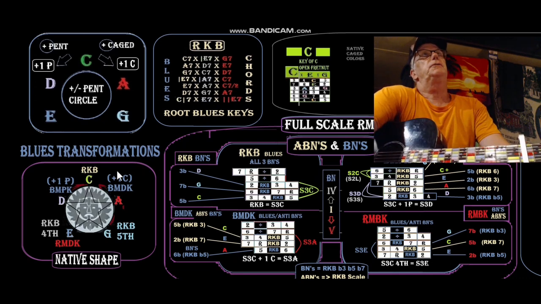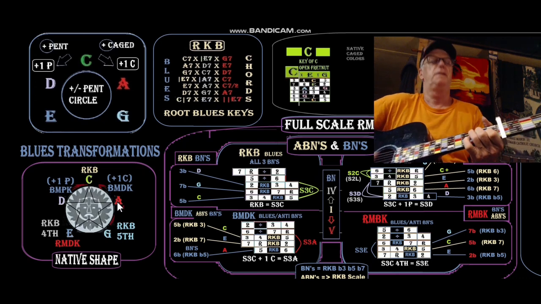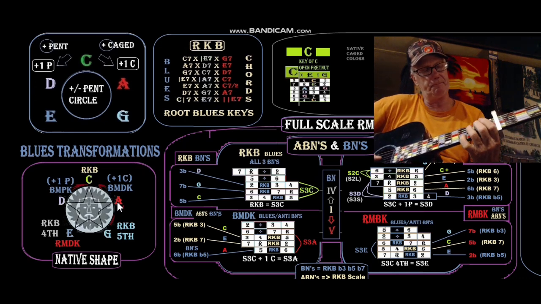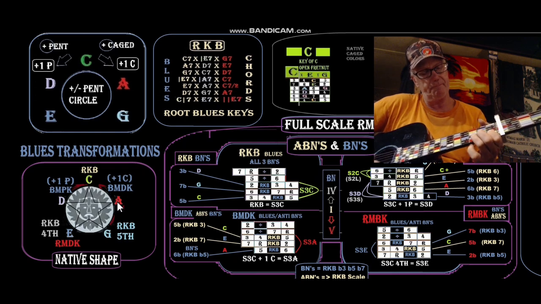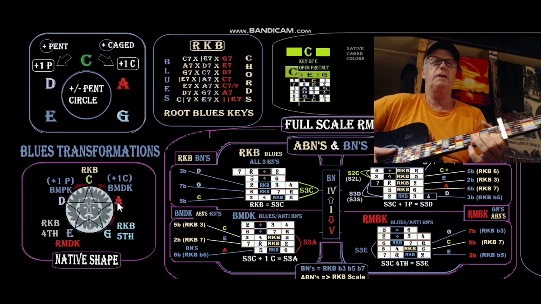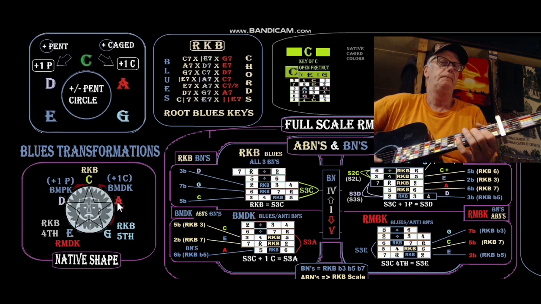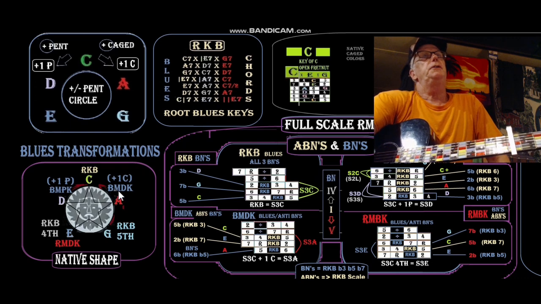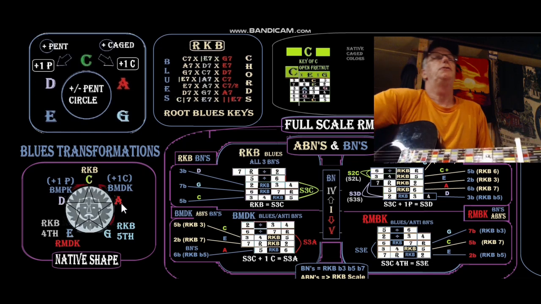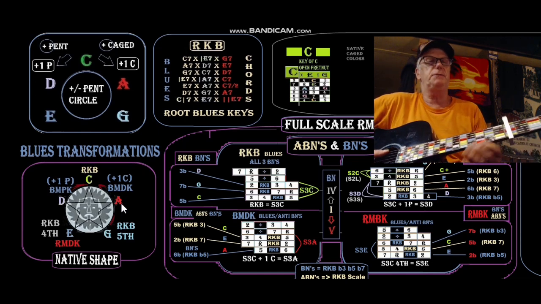So how do we derive the transformations, the blues transformations? So we go one cage ahead, so in C, which is our normal. Okay, that's the normal C diatonic, then C pentatonic. If we want to get to the blues magic diatonic key, we'll go ahead one cage. So we're going to do an A-shaped diatonic scale there. So it goes like this.